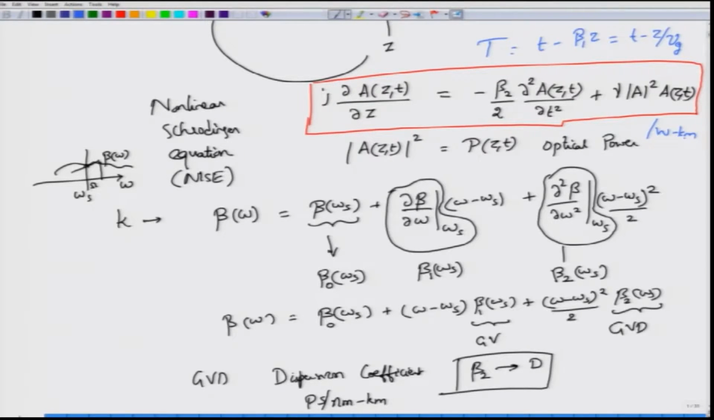Okay. And A we have already discussed is the envelope. So, this is what the nonlinear Schrodinger equation is. We have described every term that is over here. Now, what we do is we quickly move on to one very simple case. Okay. This is just to reconfirm that the nonlinear Schrodinger equation is making sense to us.